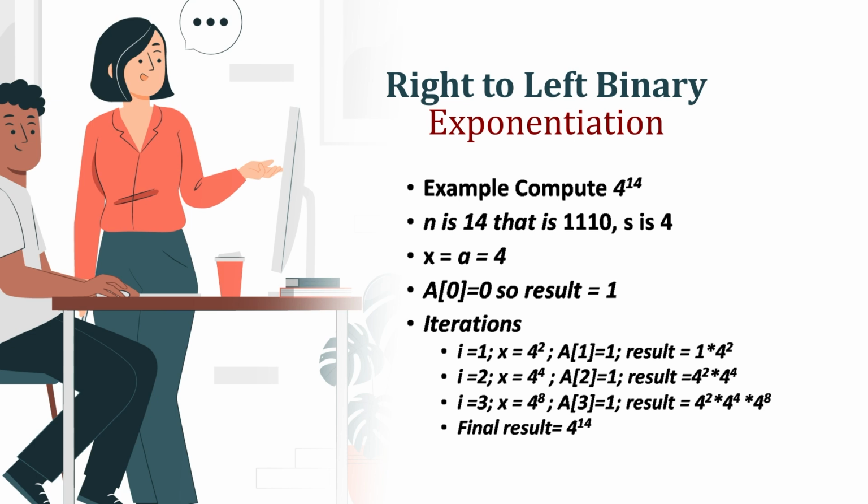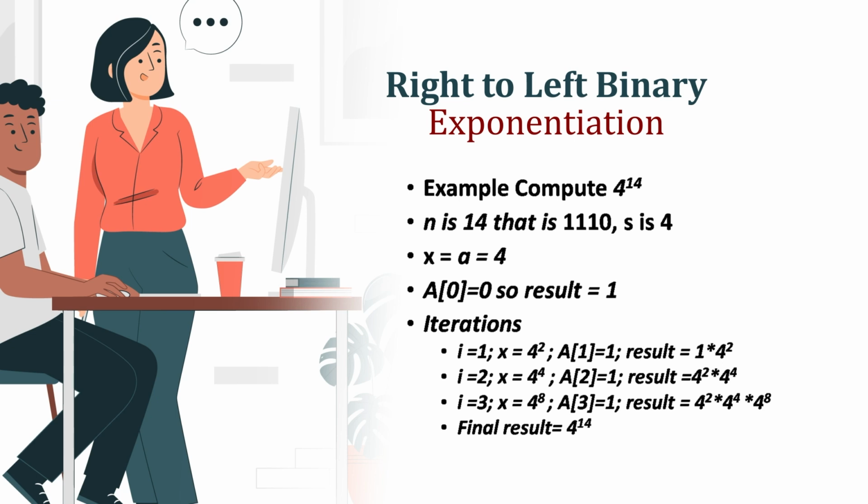So a0 was 0, so result remains 1, as we have discussed. So when i equals 1, x becomes 4 to the power 2, that is 4 square, right? And since a1 equals 1, we will be multiplying this particular value into the result. Then in the case of i equals 2, x becomes 4 to the power 4, right? So a2 is also 1, so result will be 4 to the power 2 into 4 to the power 4 now.